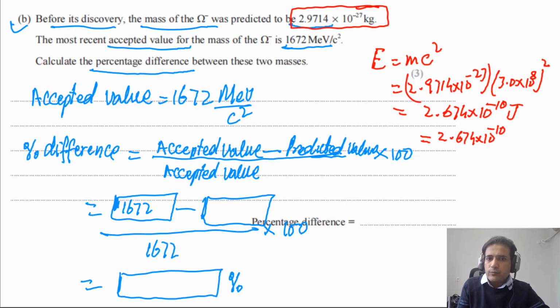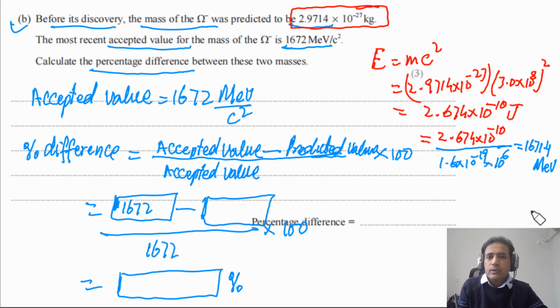We need it in mega, so we need to multiply by 10 to the 6. So now our answer will be in mega electron volts. If we solve this one, we will get 1671.4 mega electron volts. So this is an estimated value. Now simply we need to plug in this value and we can find the answer.